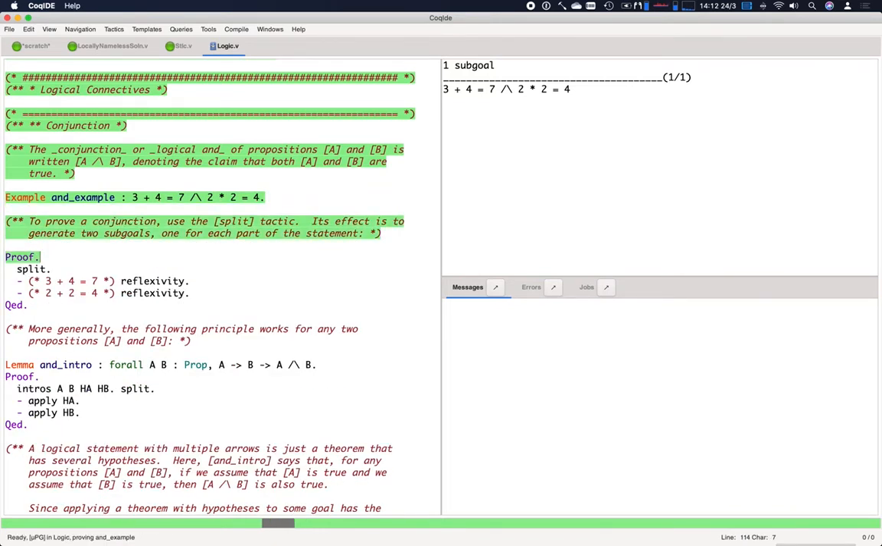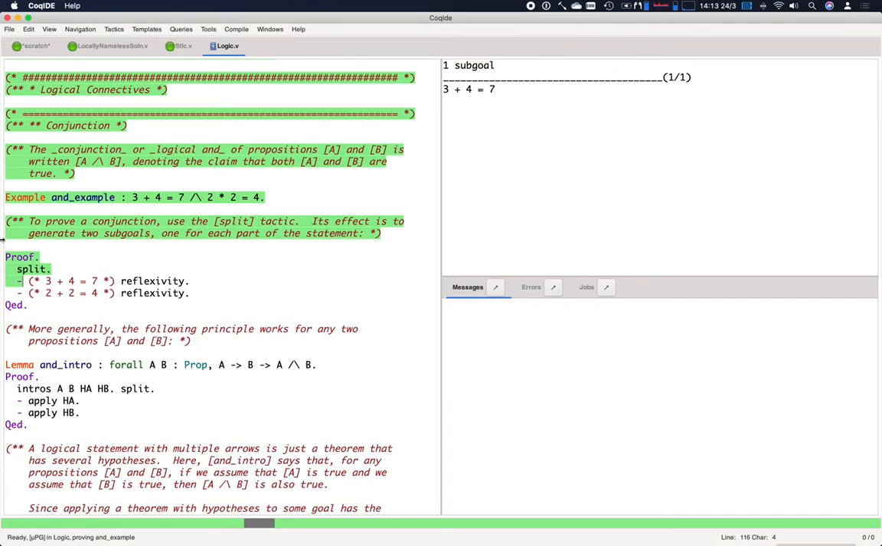So one thing that you might say when you're proving one of these is that really if we can prove both of those things independently, then we have a proof of the whole thing, right? Because that's essentially what the "and" says. So the split tactic, which is a new one, says if this is a conjunction, just split the conjunction into two separate goals. So we get the goal for 3 plus 4 equals 7, and we get the goal for 2 times 2 equals 4, and then we can go about proving those in the normal way.